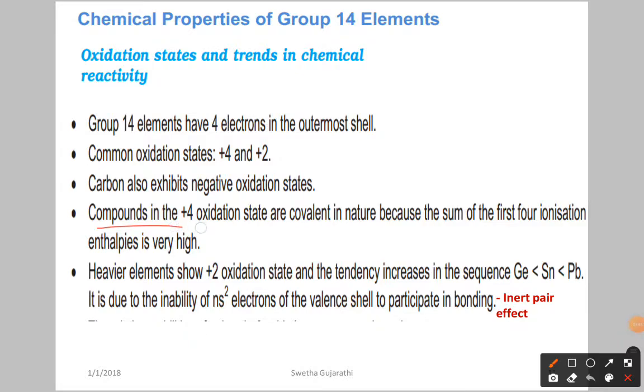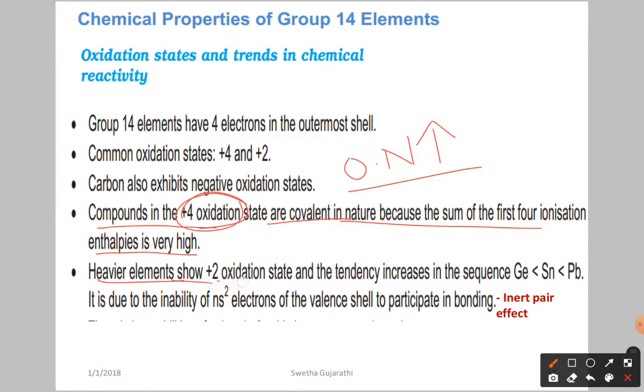Compounds in the plus 4 oxidation state are covalent in nature because the sum of the first 4 ionization enthalpies is very high. So generally, as you know very well, if oxidation number increases, the covalent nature increases. So the plus 4 oxidation state is more covalent in nature. Heavier elements show plus 2 oxidation state and the tendency increases in the sequence germanium, tin, lead.